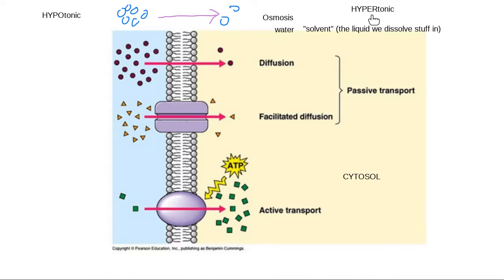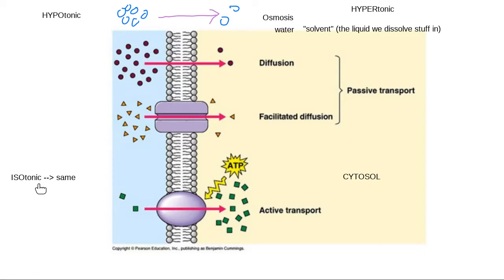What if there's the same amount of water on the inside and the outside? What's the word I would use then if the amount of water is the same? Exactly. Isotonic. That's when it's the same inside and outside. This is what our body likes.